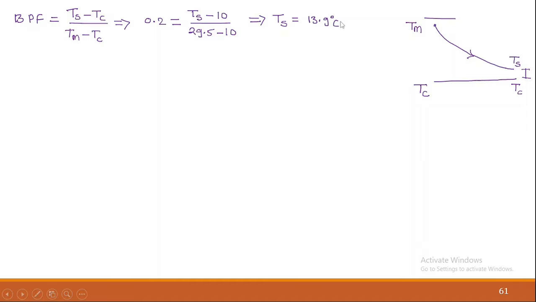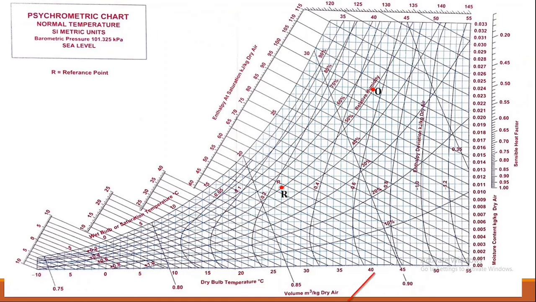Now if I plot this point on the psychrometric chart, I get it on the line joining ADP and M. How much is it? 13.9. This is 10, 11, 12, 13 and this is 14, so near that line we have this point somewhere here. That is nothing but the supply condition. Corresponding to this supply condition we have to find all the properties asked in the problem.